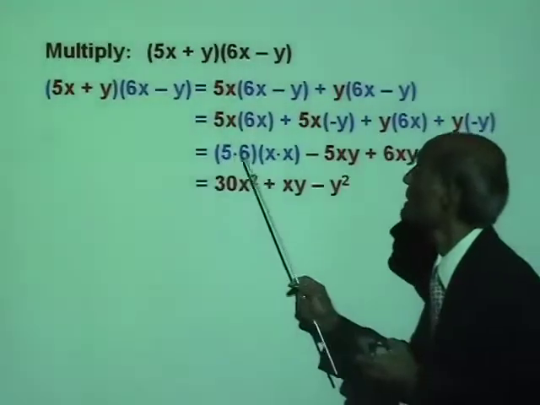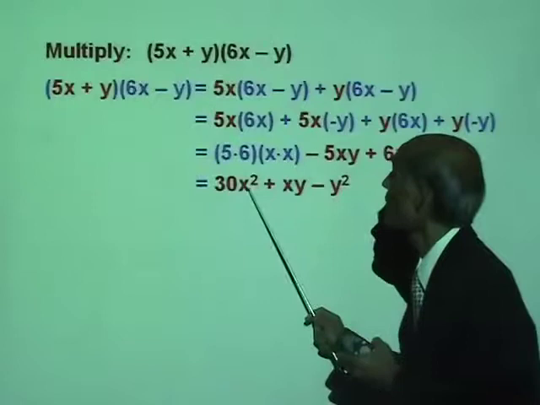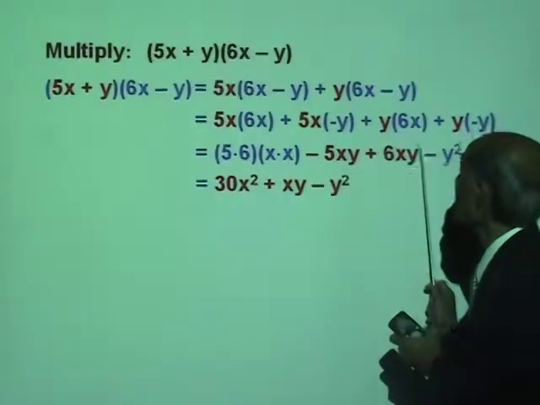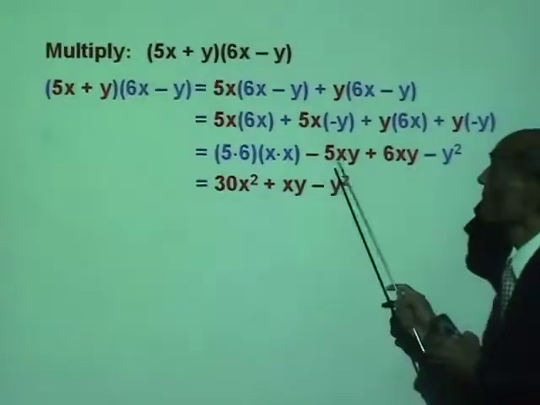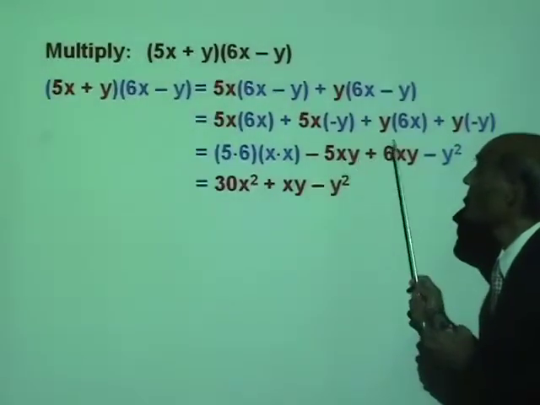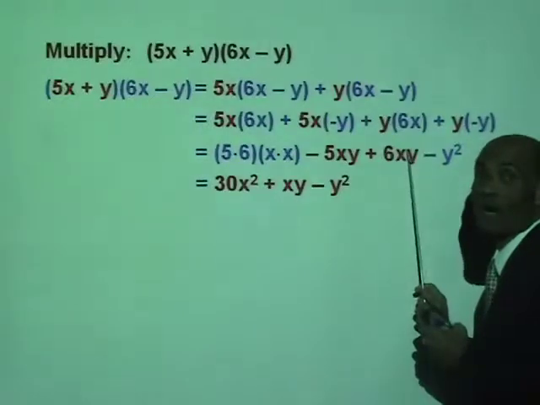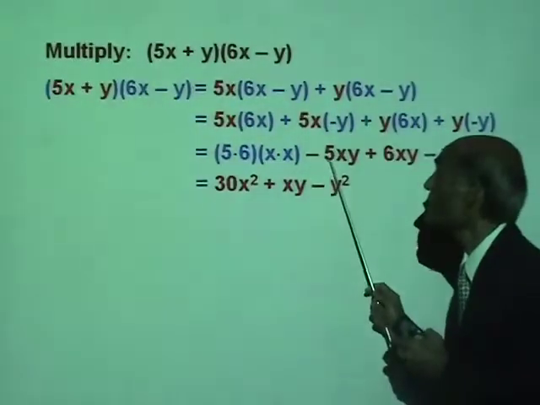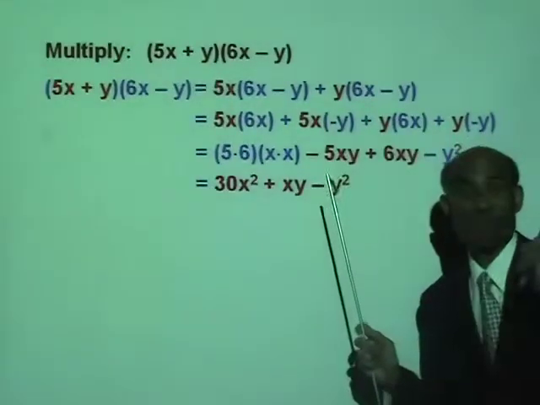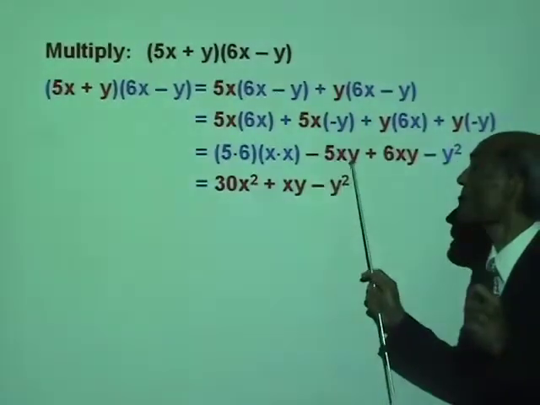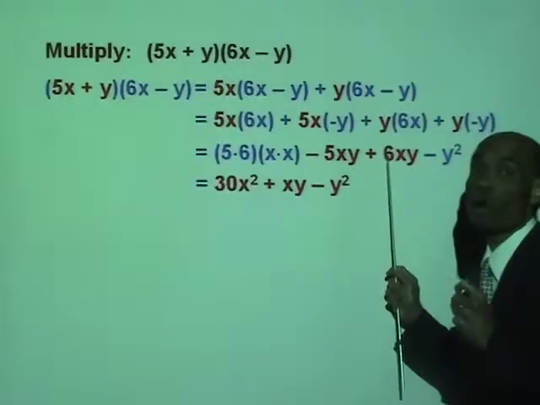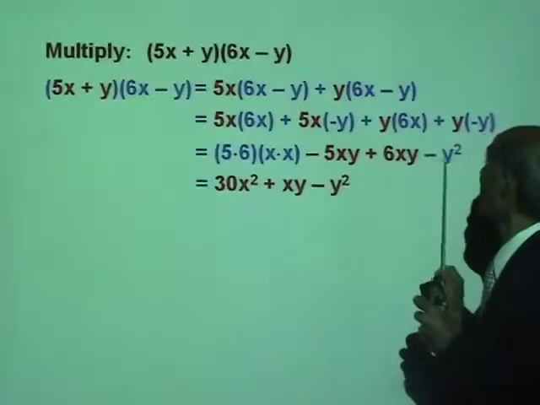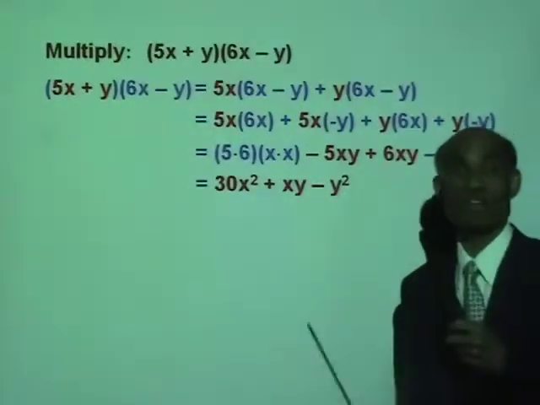Alright, that will be 30x squared minus 5xy added to plus 6xy. Minus 5xy added to 6xy is positive xy. Is that right? Negative 5 plus 6 is 1. So minus 5xy added to positive 6xy is positive xy, minus y squared is the answer.